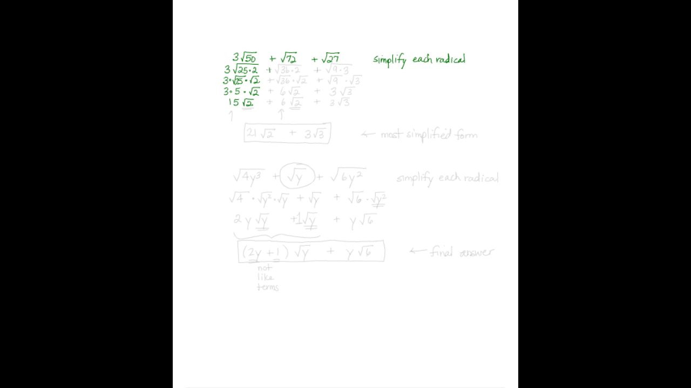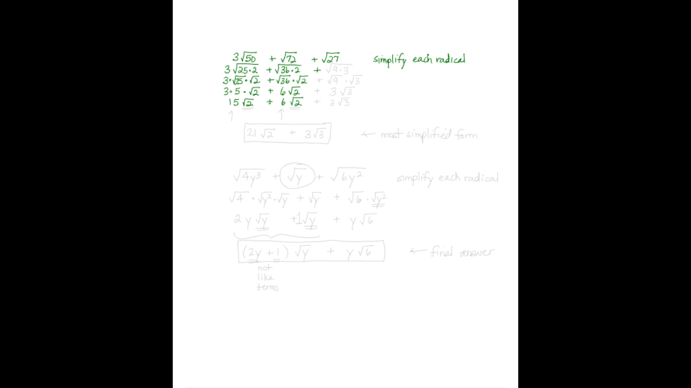Simplifying the square root of 72. We can rewrite 72 as 36 times 2, which gives us the square root of 36 times the square root of 2. The square root of 36 is 6, and the square root of 2 is already in its most simplified form. So the square root of 72 simplifies to 6 times the square root of 2.